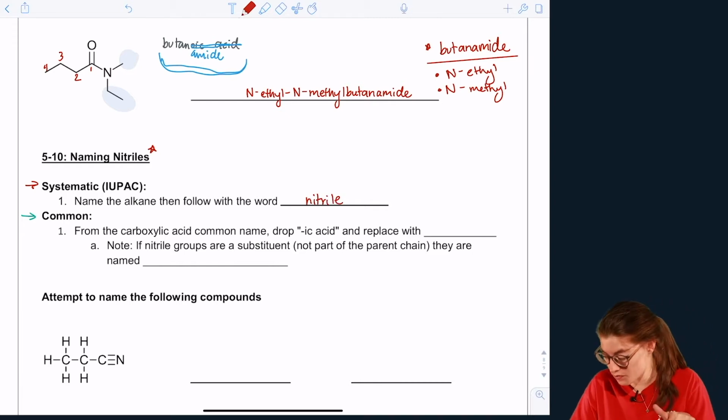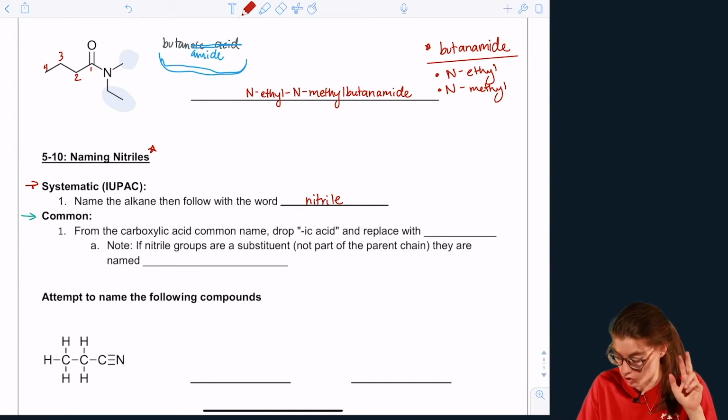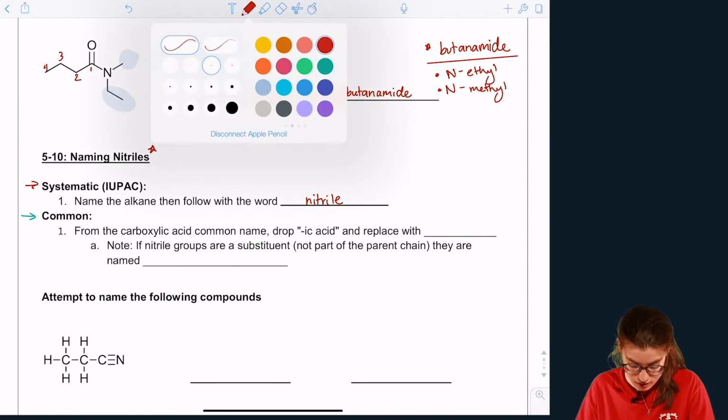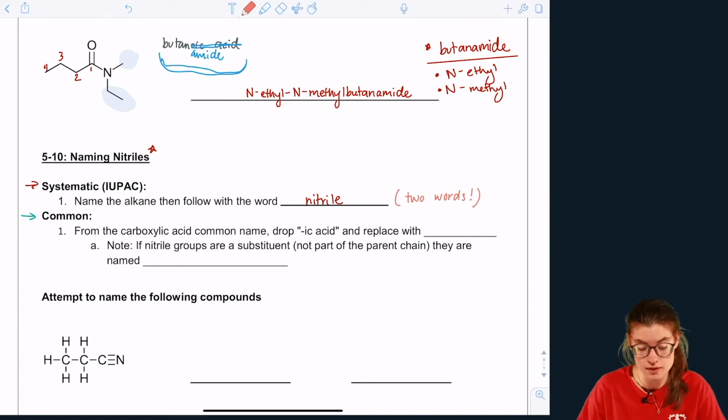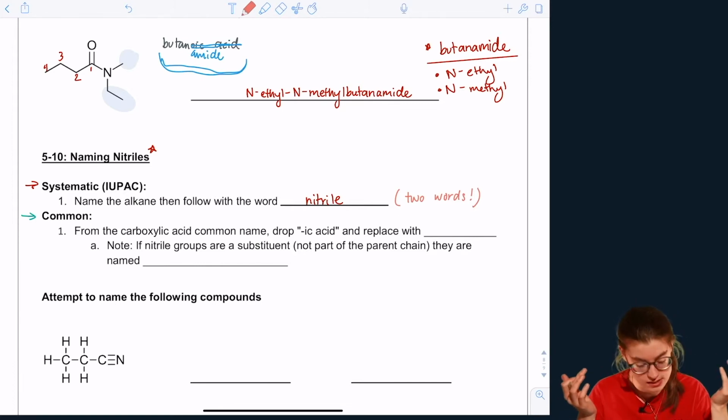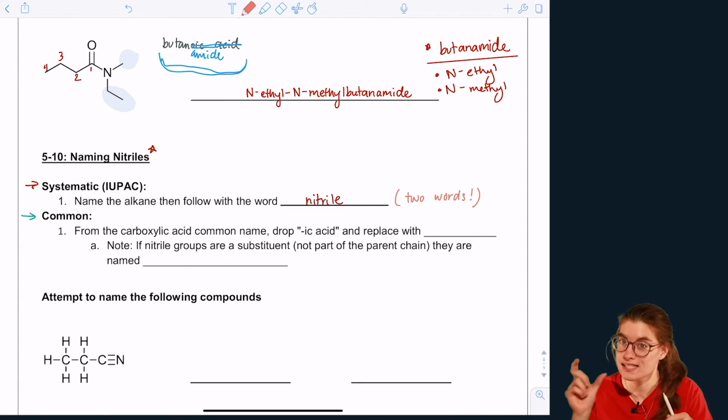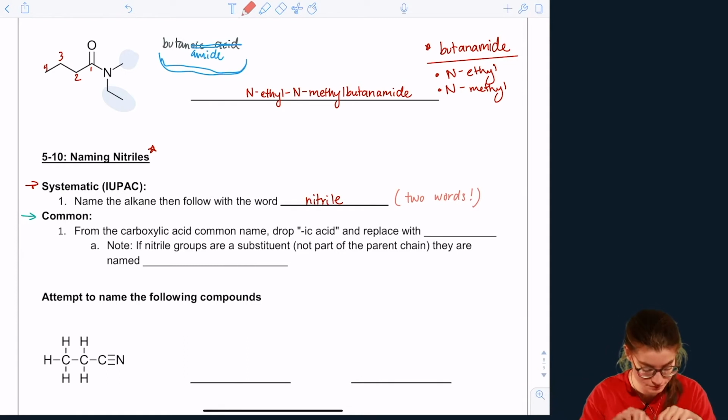Now the catch here is this is another example where this is going to be two words, okay? This is going to be two words. All right, so that's interesting. For the common way of naming, this is where we use the carboxylic acid name, okay? So the systematic way is actually, I think, easier because you're just saying the name as if it was a regular alkane, and then you're putting a space, and then you're following it with a new word, nitrile. Easy peasy, right?